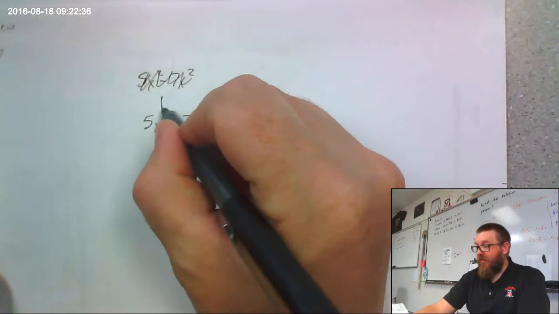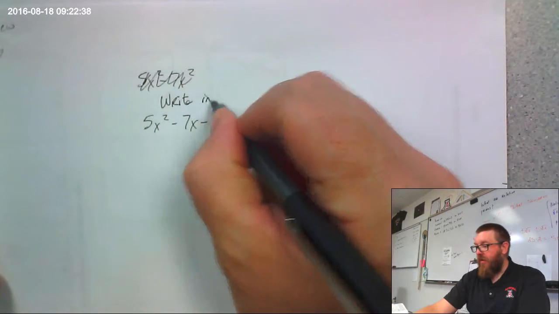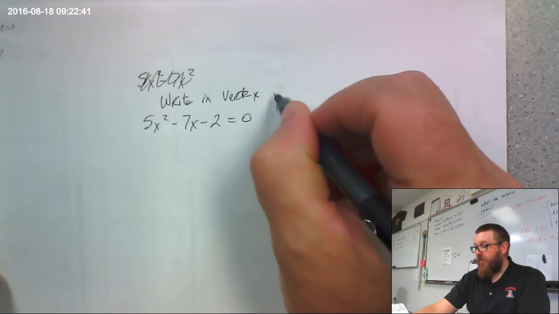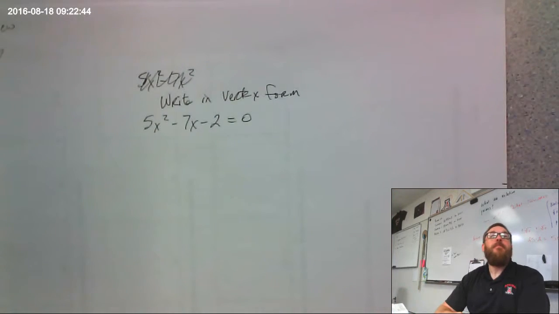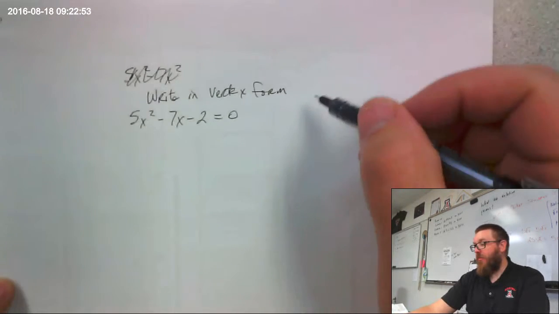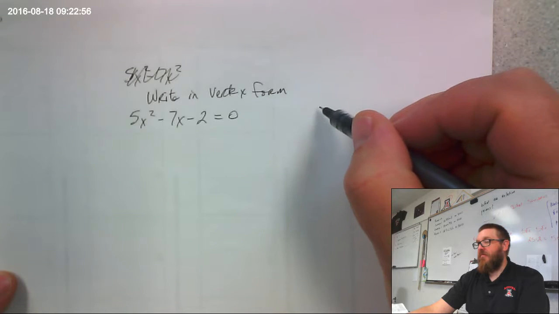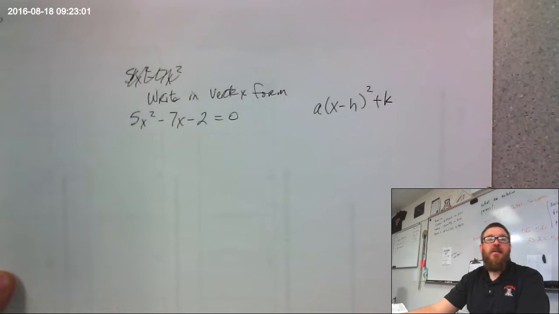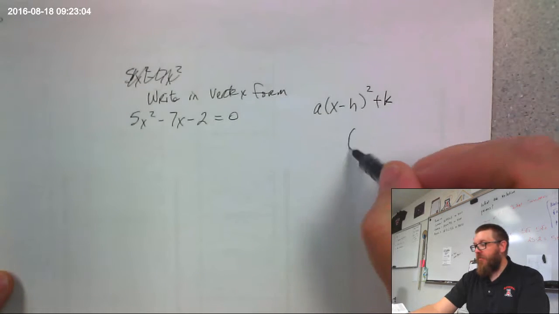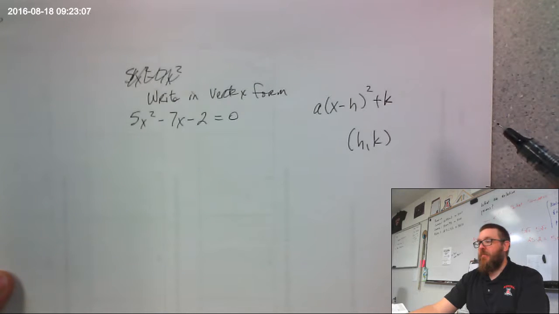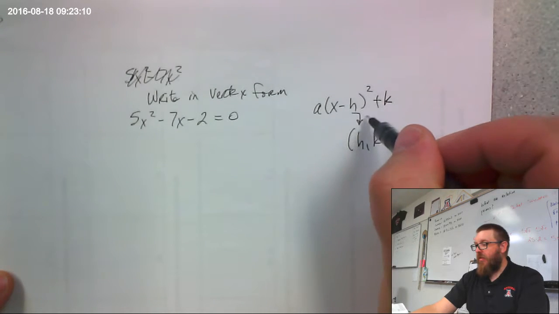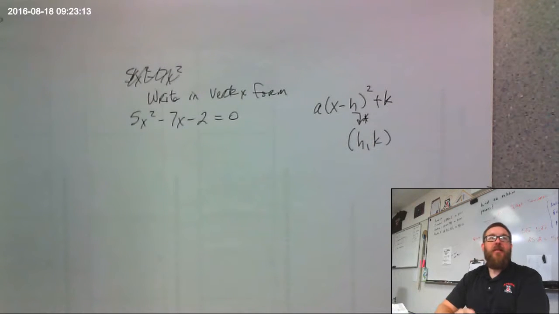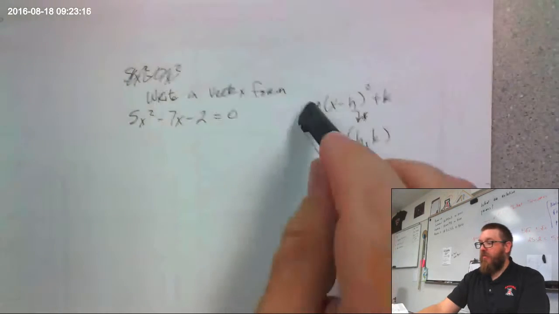But now let's say the instructions said write in Vertex Form. Right? And you could find the vertex and then just plug the numbers into Vertex Form. Vertex Form, do you remember what it is? Right? Yep. And the vertex, do you remember, was h comma k? But you remember it's the opposite of this, right? That's how it worked. So you could find the vertex and then just plug all the numbers in right there.